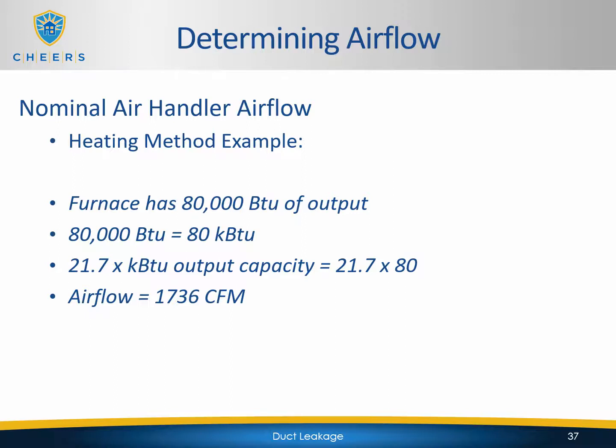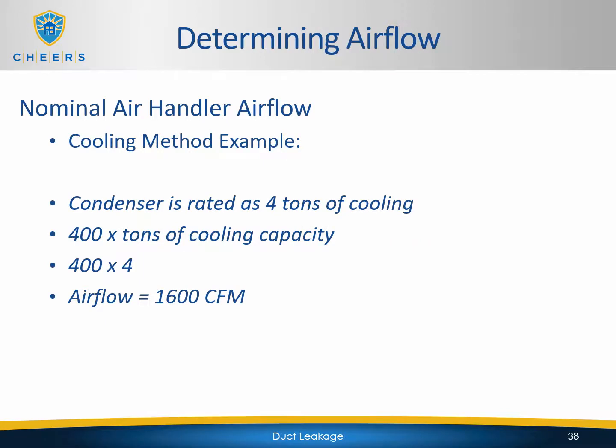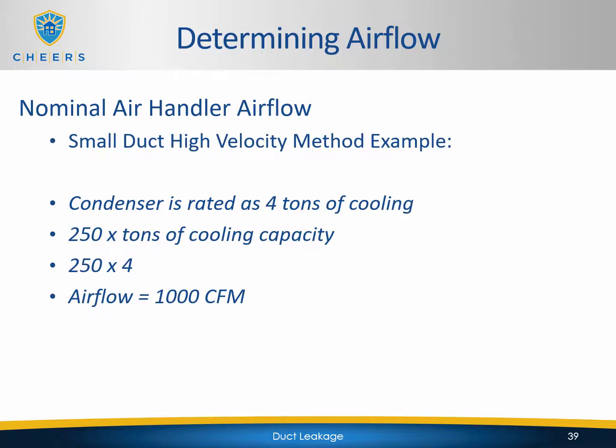always measured in CFM. The cooling method for the same scenario, that particular system has a condenser that's rated for 4 tons of cooling. So the formula is 400 times the tons of cooling capacity, 400 times 4, that gives us a nominal airflow of 1600 CFM. Now the calculation for a small duct high velocity system is going to be very similar to that cooling. We have the same 4 tons of cooling on this one, but we're going to use 250 per ton instead of 400. So we'll do 250 times 4, and that's going to give us an airflow of 1000 CFM.